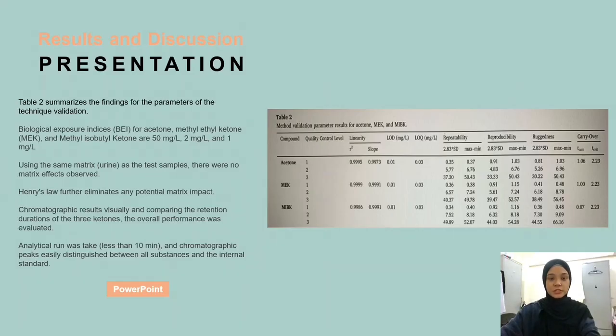In results and discussions, a table summarizes the finding parameters of the technique validations. The final biological exposure indices, BEI, for acetone is 50 mg per liter, methyl ethyl ketone MEK is 2 mg per liter, methyl isobutyl ketone is 1 mg per liter. Due to the fact that all standards were produced using the same matrix, which is urine, as the test samples, there were no matrix effects observed. Henry's law, on which the headspace approach is based, further eliminates any potential matrix impacts.